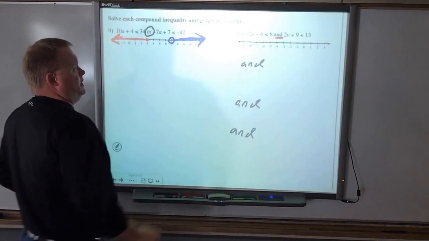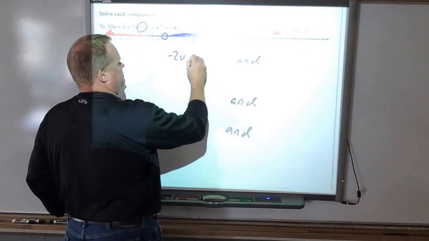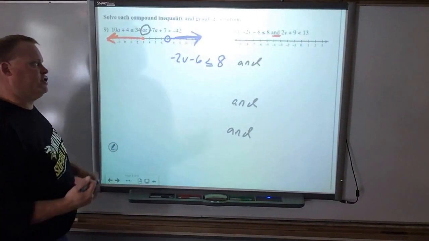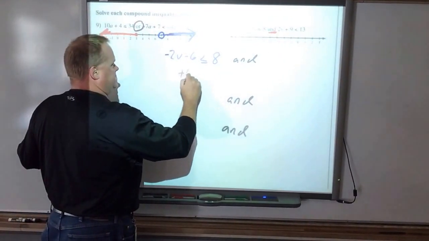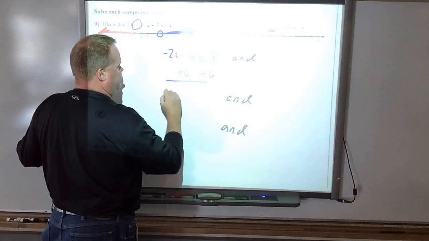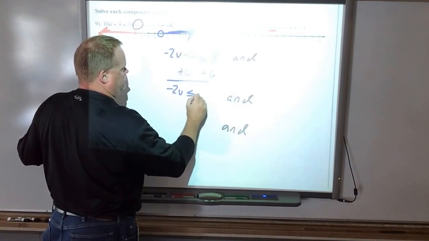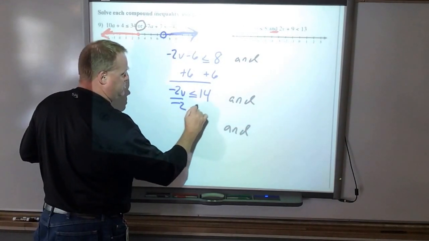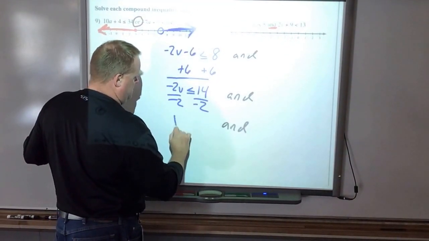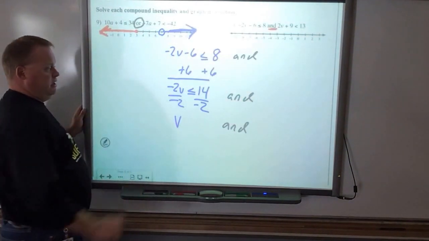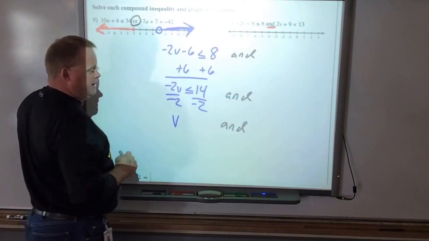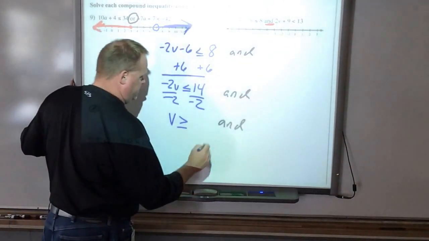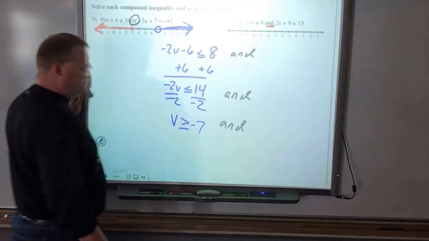So the first one, negative 2v minus 6 less than or equal to 8. Pretty easy one to solve. I'm going to add 6 to both sides, leaving me negative 2v less than or equal to 14. I'm going to divide by negative 2, divide by negative 2, leaving me v. Since I divided by a negative, the sign flips, and 14 divided by negative 2 is negative 7.